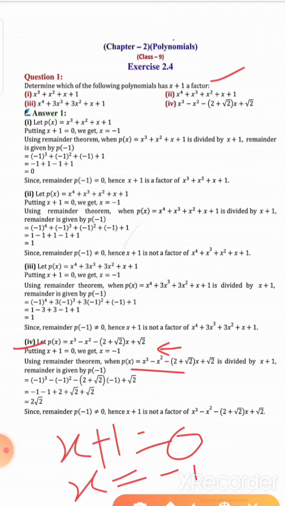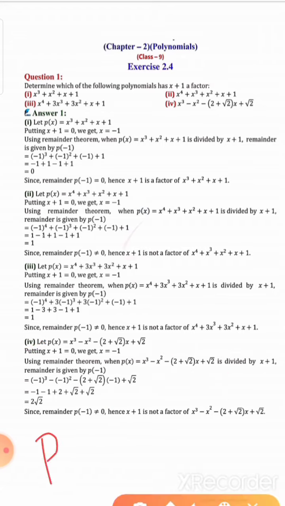By the remainder theorem, when our polynomial p(x) is divided by x + 1, the remainder is given by p(−1). Substituting x = −1 in our polynomial, we get (−1)³ − (−1)² − (2 + √2)(−1) + √2. Simplifying this step, lastly we get the value 2√2. So p(−1) is 2√2, which is not equal to 0.